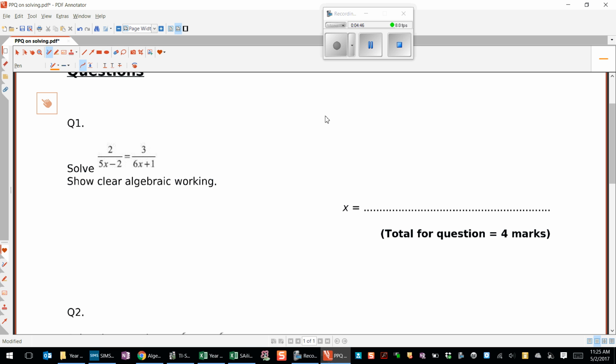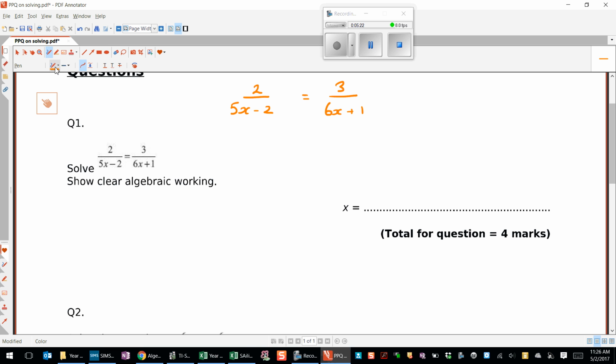So I'm just going to rewrite this: 2 over 5x minus 2 is equal to 3 over 6x plus 1. Now, can I make the numerator or denominator the same value, therefore not have to worry about it? No? Well, the denominator is where the fun's happening, so that's the difficult bit. What about the numerator? Is there any way of making the 2 and the 3 have the same value? Nice and easy, isn't it?